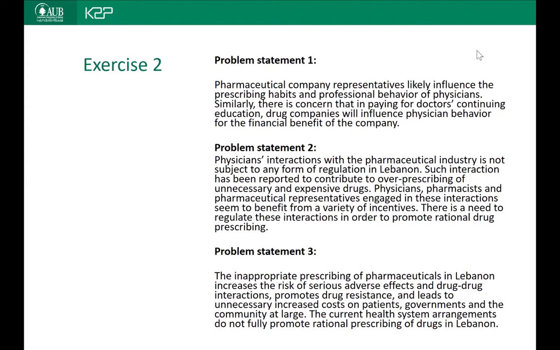So now we're gonna move to problem statements 2 and 3, and we want your participation. So those who said 2, why did you select 2? And those who chose 3, why did you select 3? Any volunteers? For those who selected 2, why did you choose 2? Hello? Two defines the problem in detail.